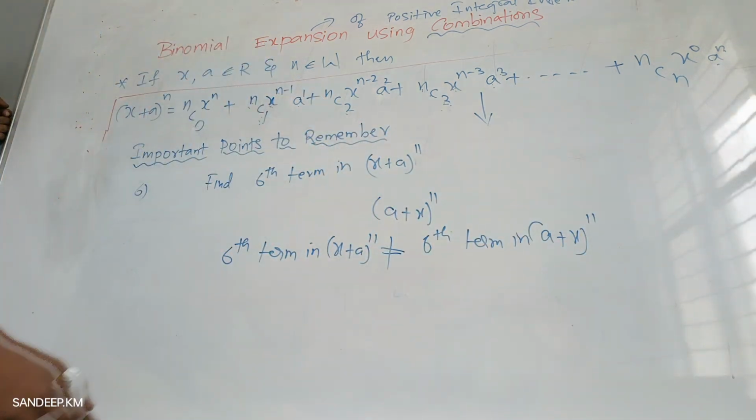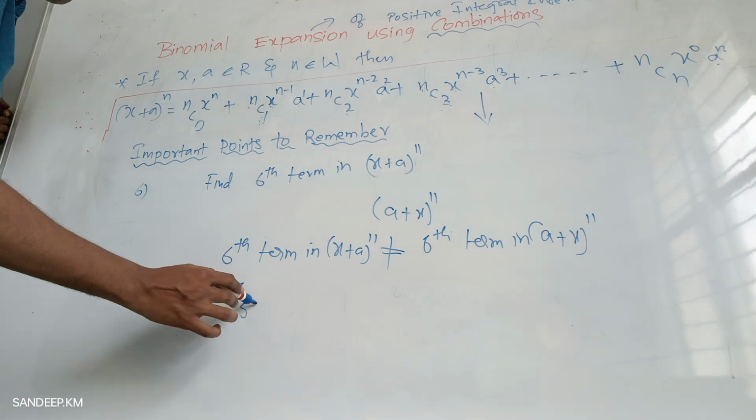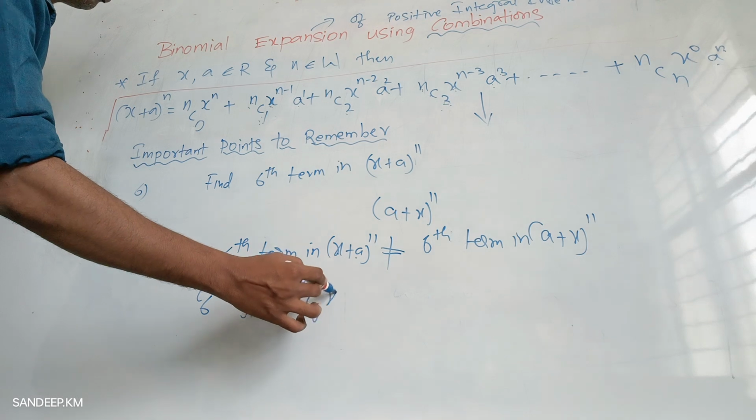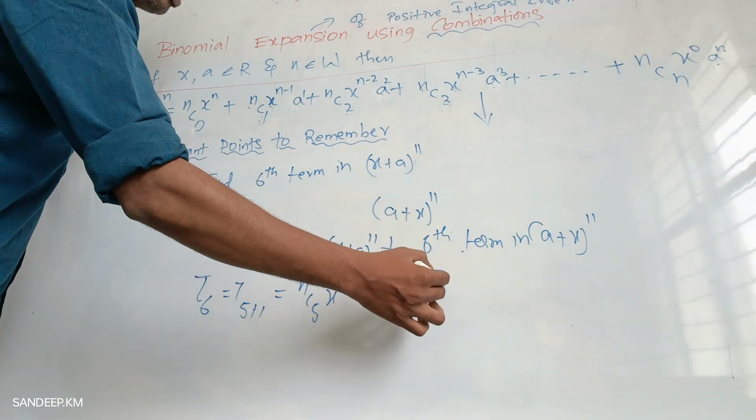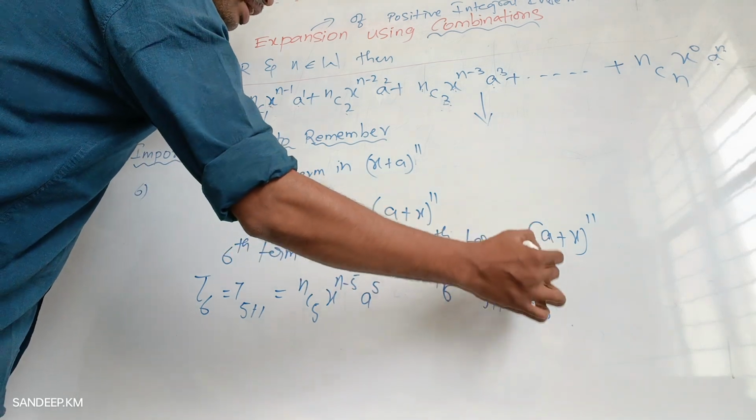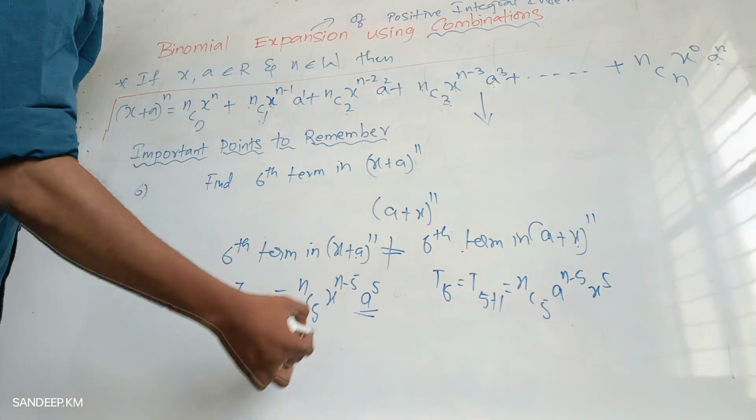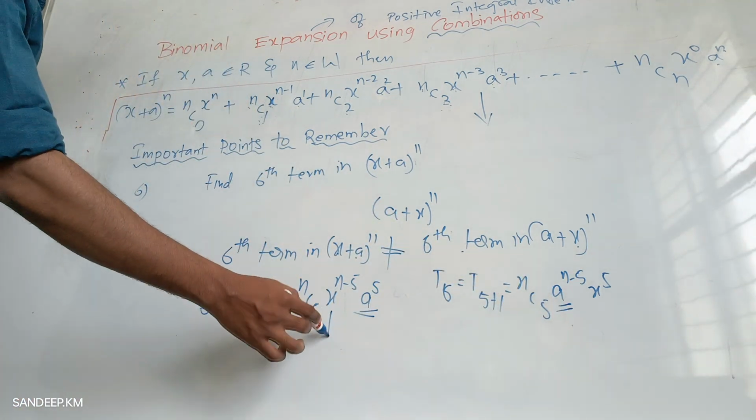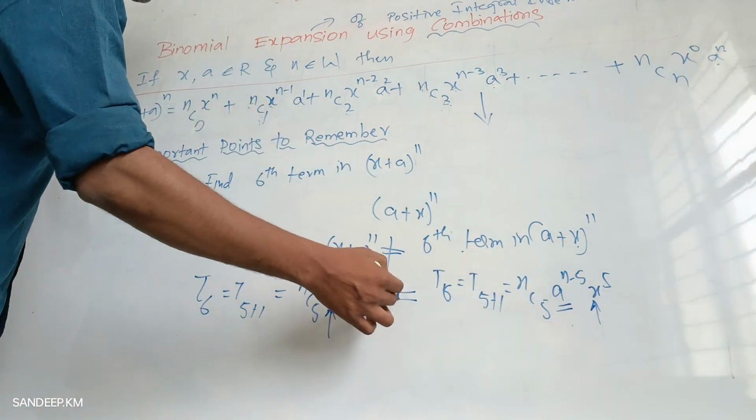If you want, you can check what the sixth term is in this expansion. According to T6, that means T5+1, in this expansion the sixth term is nC5 x^(n-5) a^5. And the sixth term in this expansion is actually nC5 a^(n-5) x^5. Here it is a^5 and here it is a^(n-5). Both are not the same, correct or not? Here it is x^(n-5) and here it is x^5. These two are not equal.